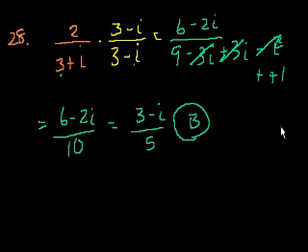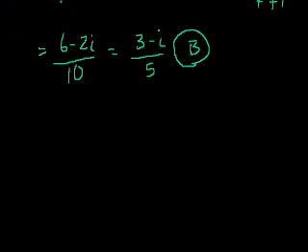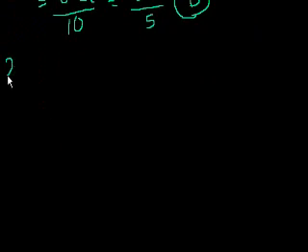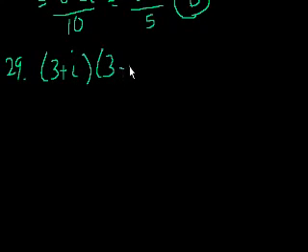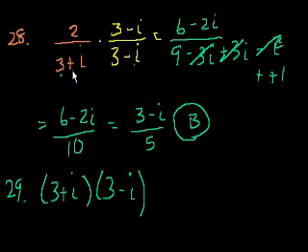Choice B. Problem 29. These go fast. What is the product of the complex numbers 3 plus i and 3 minus i? They just asked us that. That was in the last problem. When we multiplied 3 plus i times 3 minus i, what did we get? We got 10. We did this whole thing. 3 times 3 is 9. So they're just repeating the same question. That equals 10. That's choice B.